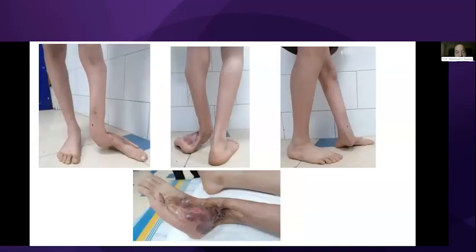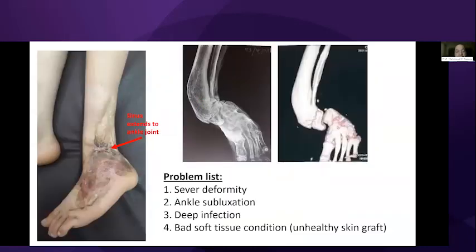And to make things worse, we can see here the bad soft tissue condition and the unhealthy skin graft on the lateral aspect of the ankle, with a sinus penetrating into the ankle joint, draining with active infection. In such cases, we usually put a problem list to be able to put a treatment plan. So the problem list for this case: severe deformity, ankle joint subluxation, the ankle is almost disorganized due to long-standing subluxation, the presence of deep infection, and the bad soft tissue condition due to unhealthy skin graft on the lateral aspect of the ankle.